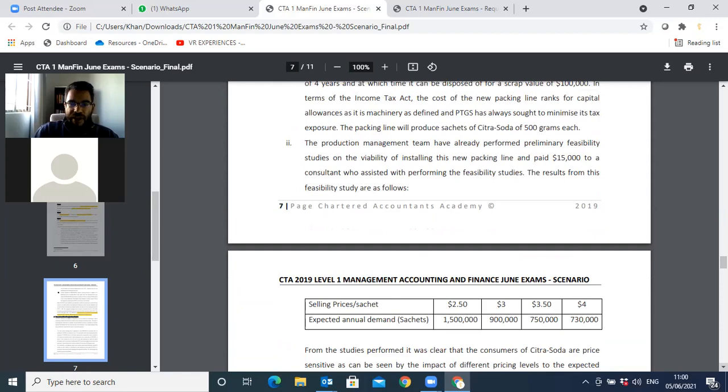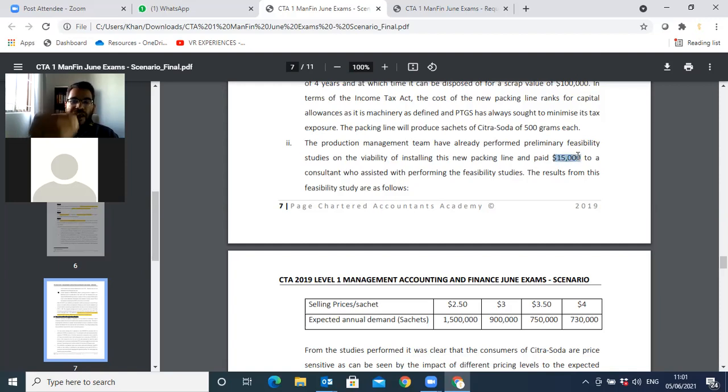What is important to take note is that they incurred a $15,000. That $15,000 is a sunk cost. Remember, one of the 5 principles of capital budgeting is that we only focus on future relevant cash flows. Now, we focus on cash flows that will still take place. Future means still have to happen. This already has taken place.